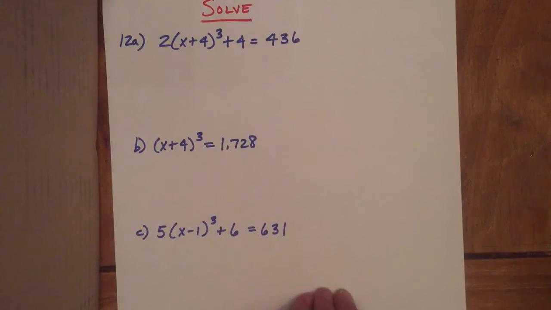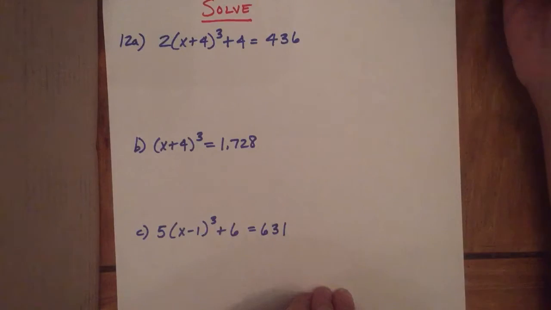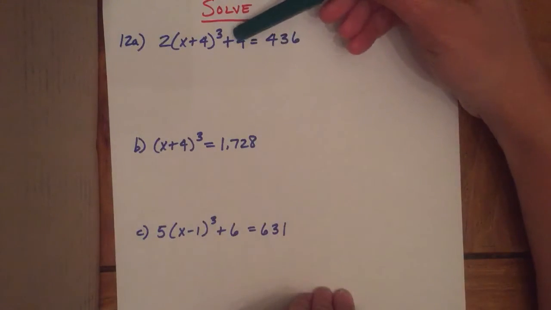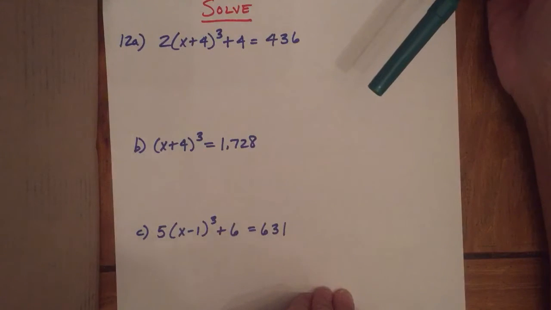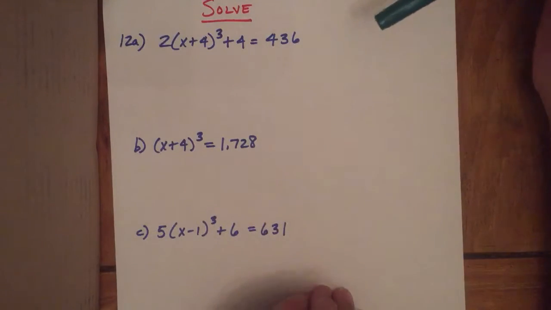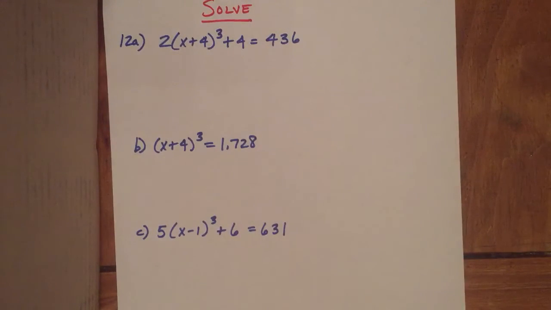Next, we're going to look at part 12 on the review. Part 12 has to do with solving equations, and these particular equations are cubics. So we want to solve the cubics. To solve a cubic, you take the cube root. Remember, that's the inverse operation. In the previous video, when we had the cube root, to solve, we cubed it. Now that it's cubed, we're going to take the cube root.